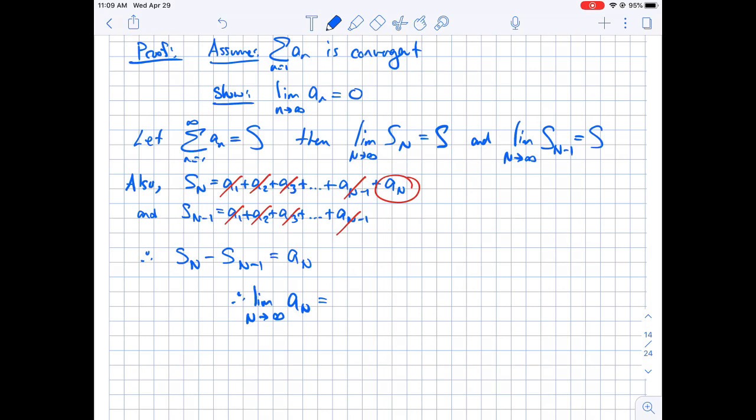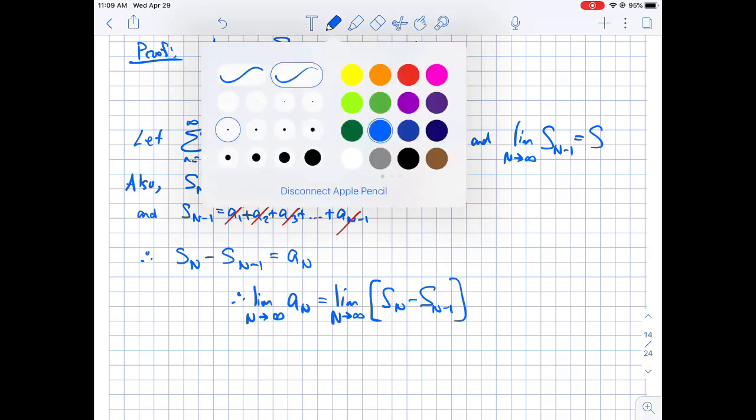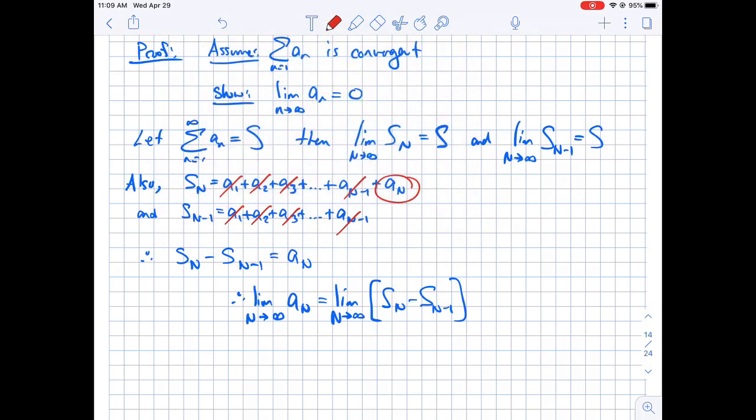Well, we know that a sub n is equal to s sub n minus s sub n minus 1. So that means we have really the limit as n goes to infinity of s sub n minus s sub n minus 1. And now I want you to take a minute to think about how this proof is going to end off, because we are pretty much done here. What happens with these terms as capital N goes to infinity? So pause it for a second and make sure you can finish off.